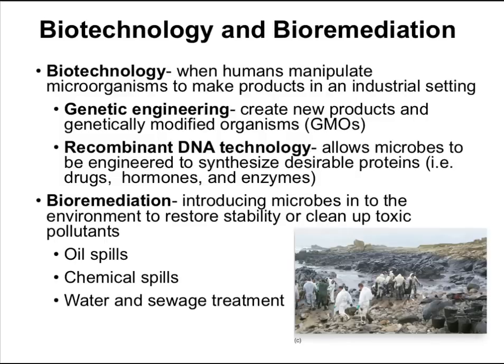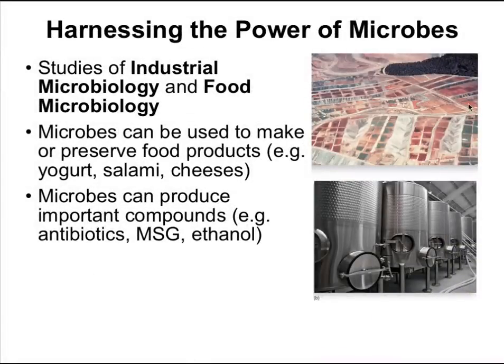We'll also manipulate microorganisms to produce products in an industrial setting. This is called biotechnology. Biotechnology is when we manipulate the microbes to produce products for us. We can use them for mining precious metals, for example. In the previous slide, you saw this picture of precious metal mining, where there's fields and fields of different microbes in states of extracting these precious metals.